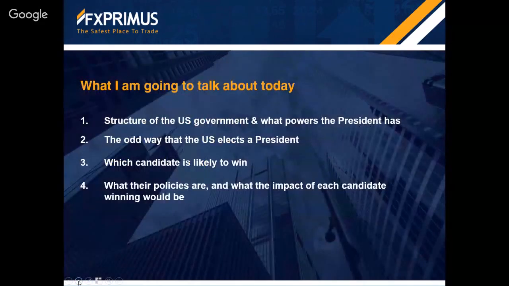So what I'm going to talk about today is not just the election, because you can't really understand the election unless you understand the whole US political system, what the president does, and how we elect the president. Then we can discuss what the candidates are, what their impact on the US economy would likely be, and how they might affect the currencies. But first, we have to understand the political system of the United States before we can understand exactly what's going on and the importance of all of this.